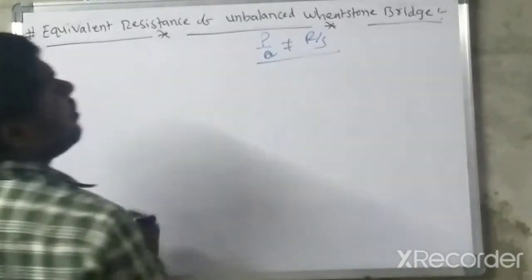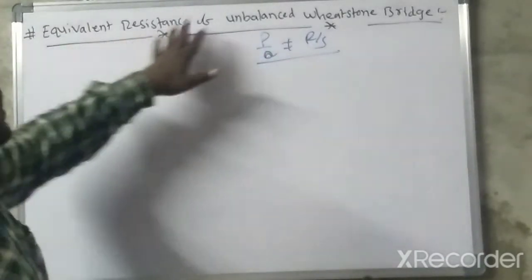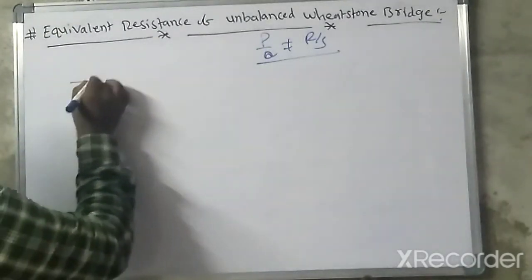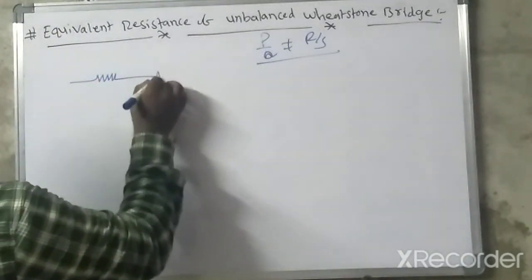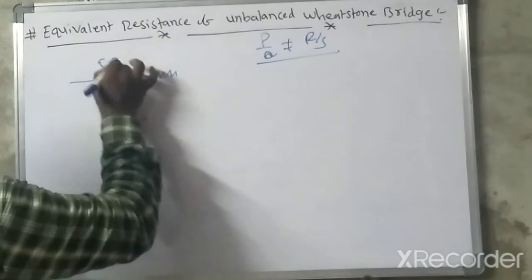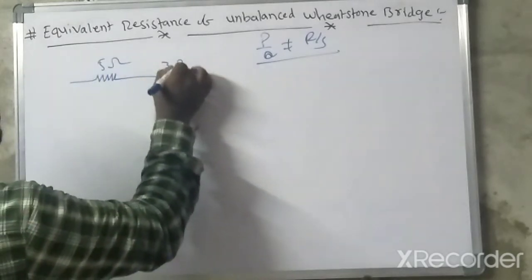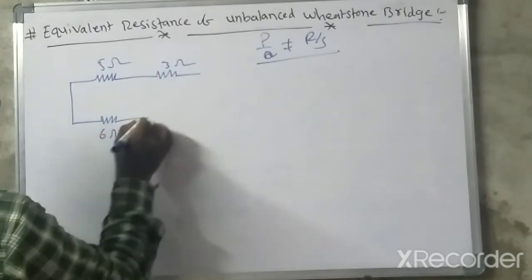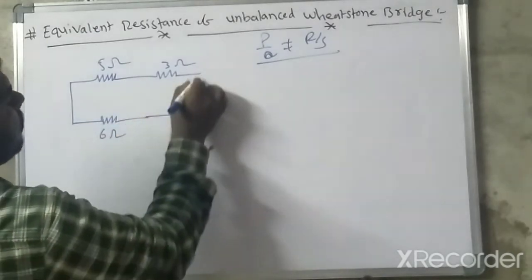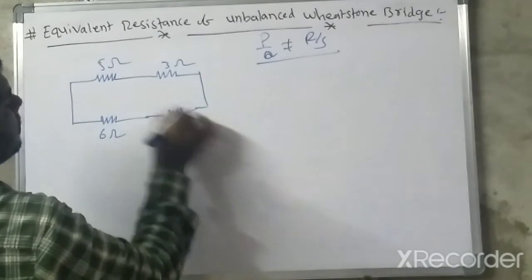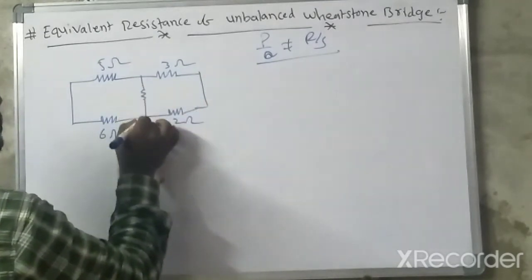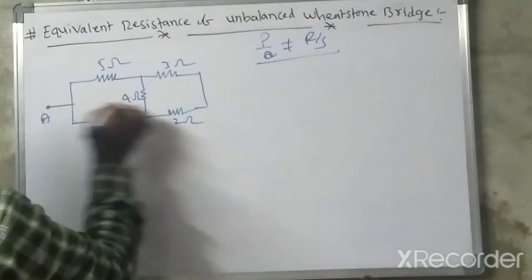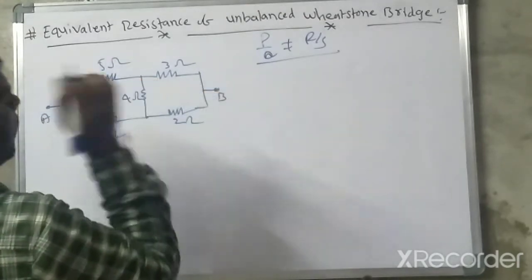How to find the equivalent resistance in this case, we are going to discuss. Let us consider five resistors. This one is a 5 ohm resistor, and this is a 3 ohm resistor. Now this is another one, a 6 ohm resistor. Now this is another one, a 2 ohm resistor. In the middle is a 4 ohm resistor. Here is terminal A and here is point B.